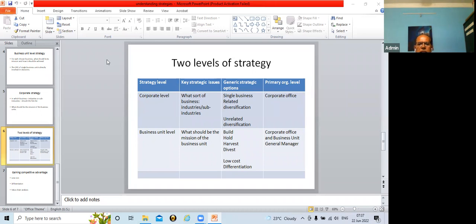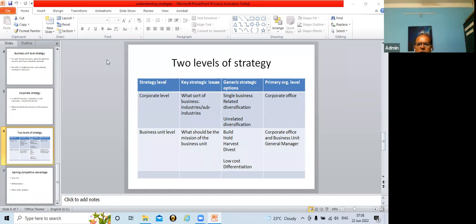Now let us understand the business unit level. In business unit level, what is the key strategic issue? What should be the mission of the business unit? That has to be understood. What is the mission of the business? Then a generic strategy issue.